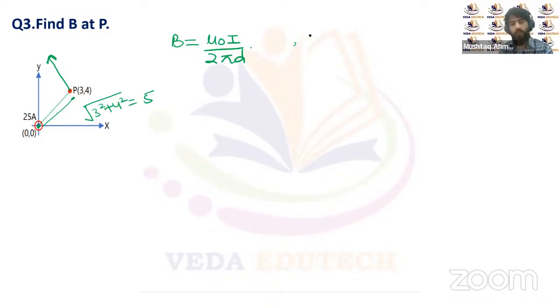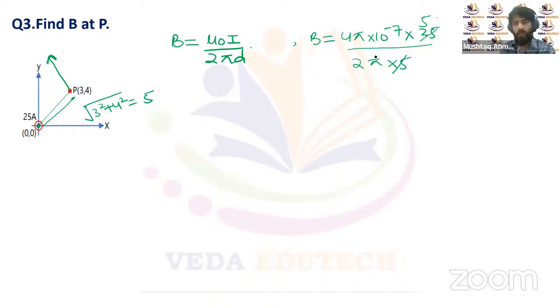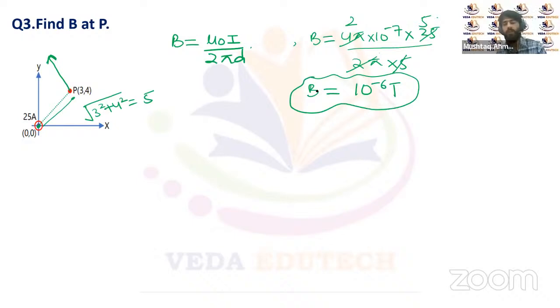The magnetic field at this point will be B is equal to mu naught, which is 4 pi into 10 to the power minus 7, and the current I is given as 25 amperes, upon 2 pi into 5. So it will be 5 multiplied by 5, the pi and 2 pi will get cancelled. We will be left with B is equal to 2 into 5, which is 10. So it will be 10 to the power minus 6 Tesla. This will be the net magnetic field at this point P.